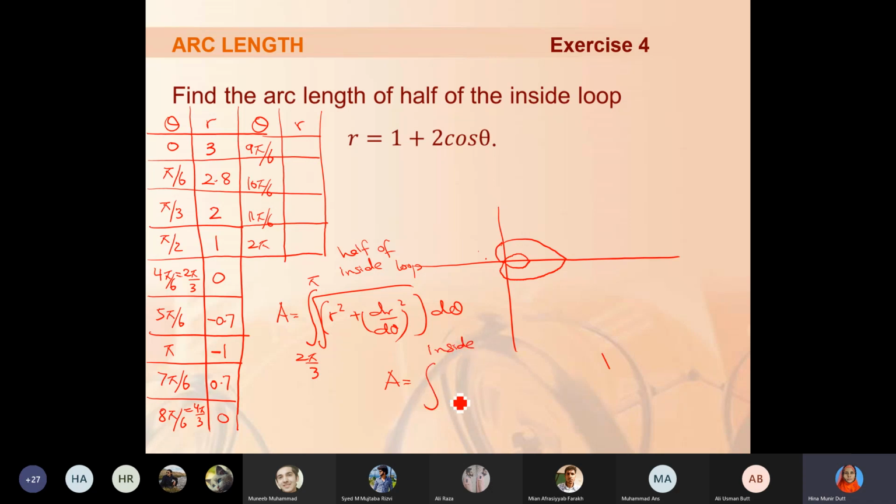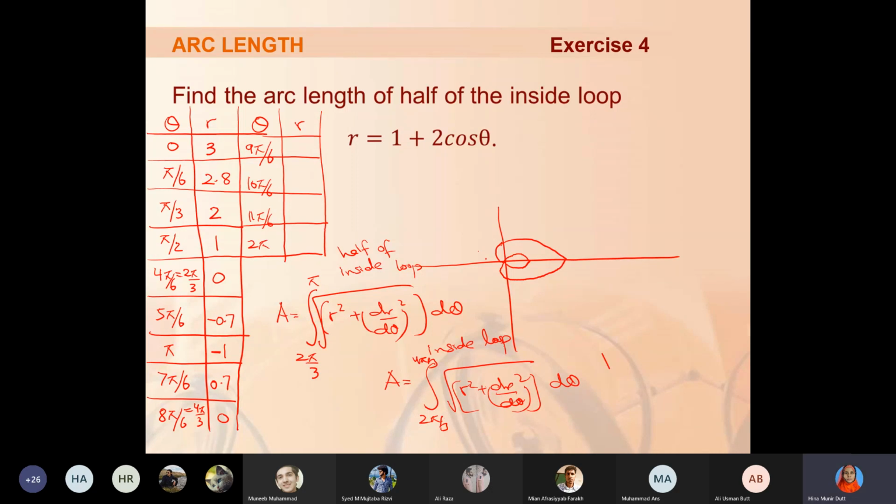And if I am supposed to find the length of the complete inside loop, what would be the limits? These students, what would be the limits if I have to find the length of the inside loop? मैम 2pi/3 से 4pi/3 तक. Yes, 2pi/3 to 4pi/3, or we can take it from 2pi/3 to pi and then double it, 2 times this.